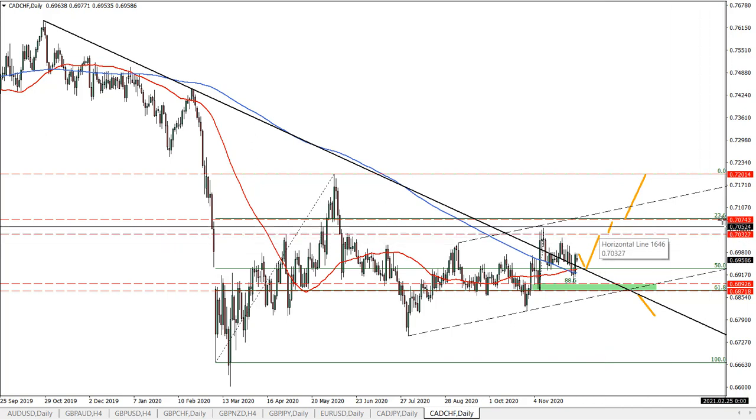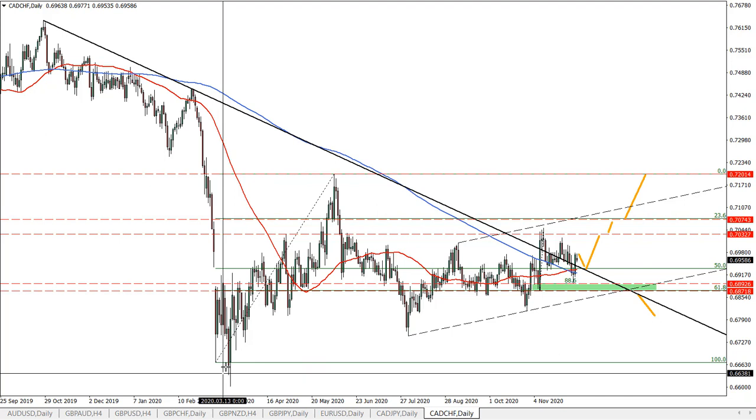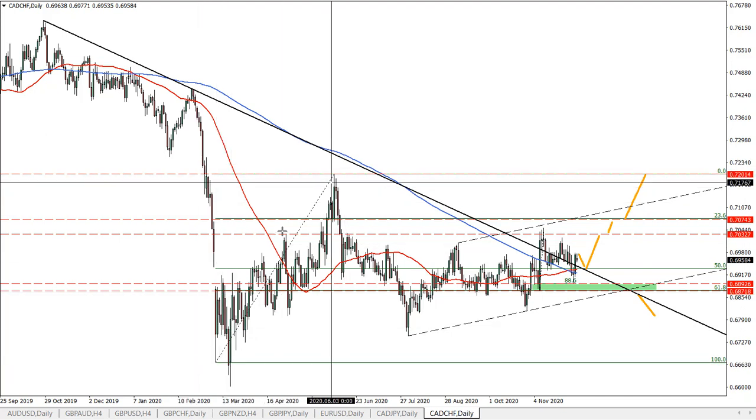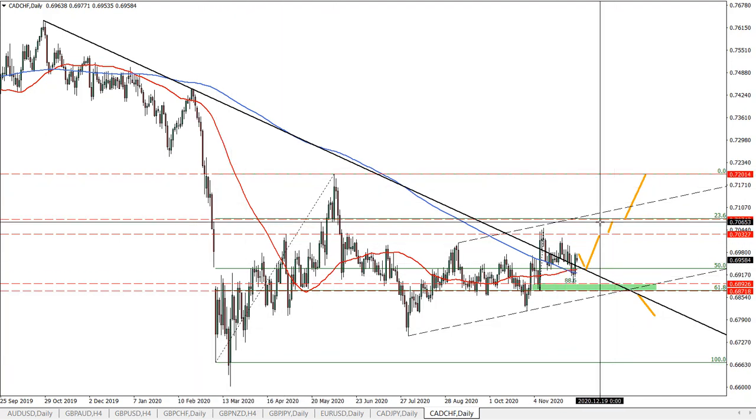Now the next one becomes the 23.6 Fib based yet again on this Fibonacci retracement. This is the second target that could be tested also within the week.